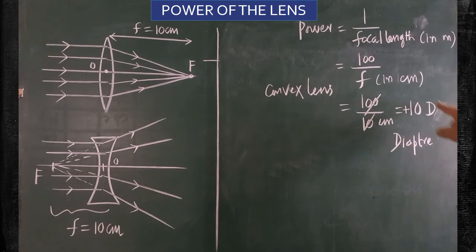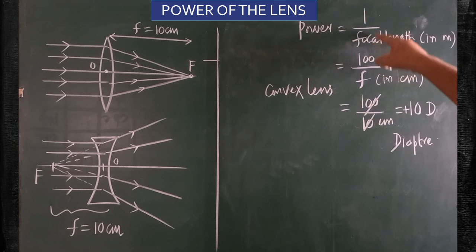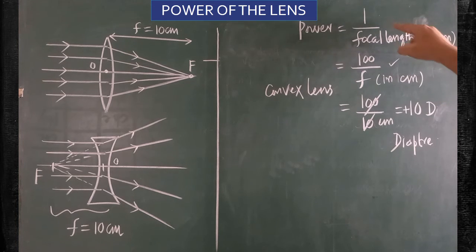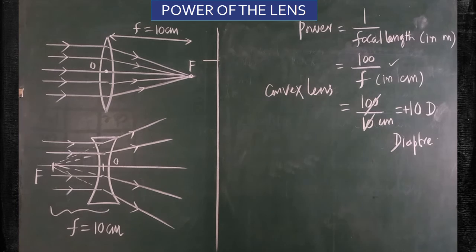The unit of power of the lens is diopter, simply written as D. What is the formula to calculate the power of the lens? 1 by focal length. If the focal length is given in centimeter, you can use the 100 by f formula. If it is given in meter, you have to use 1 by f.